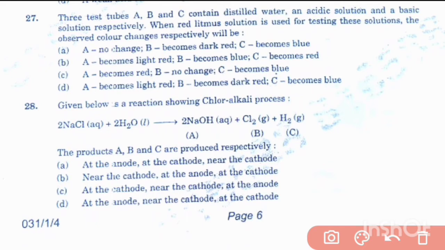So the correct answer is A, no change, B becomes dark red and C becomes blue. That is option number A. Next question we have, that is question number 28.